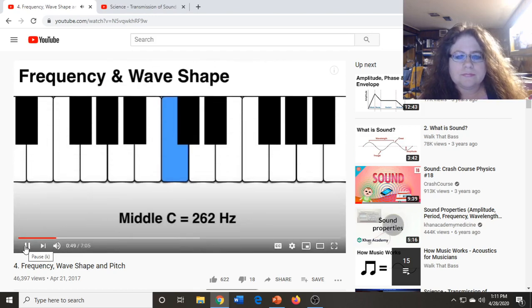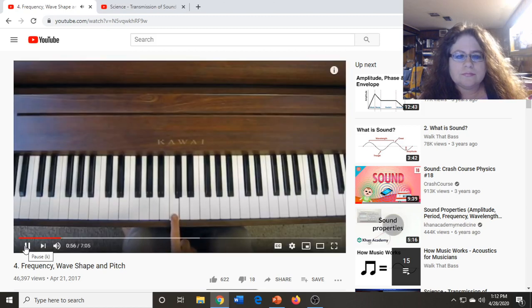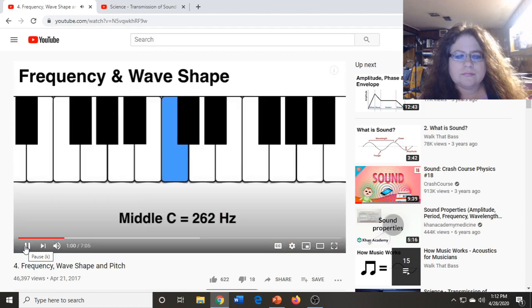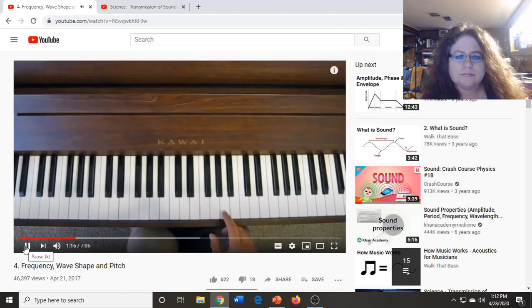When you play middle C on a piano, the frequency is 262 hertz. This means the string, and therefore the air, is vibrating back and forth 262 times per second. When you play middle A above middle C on a piano, the frequency is 440 hertz.